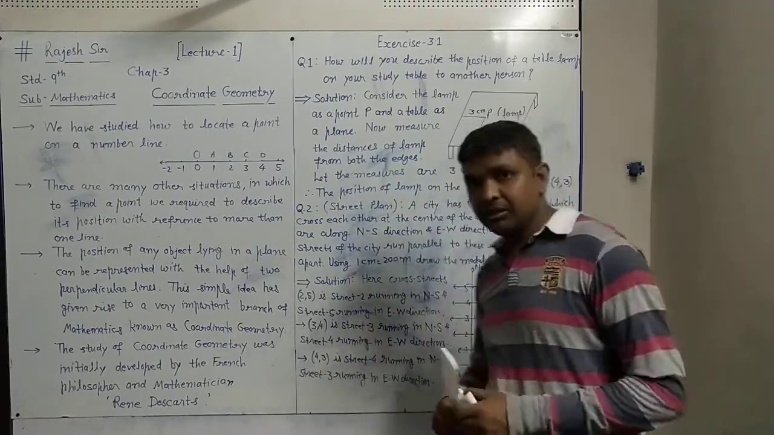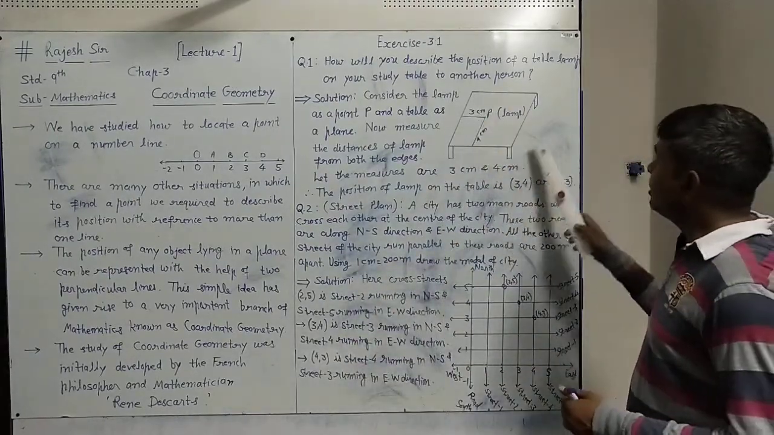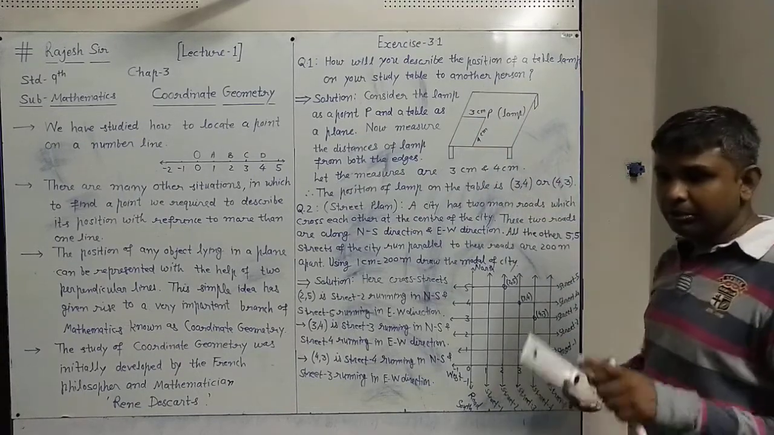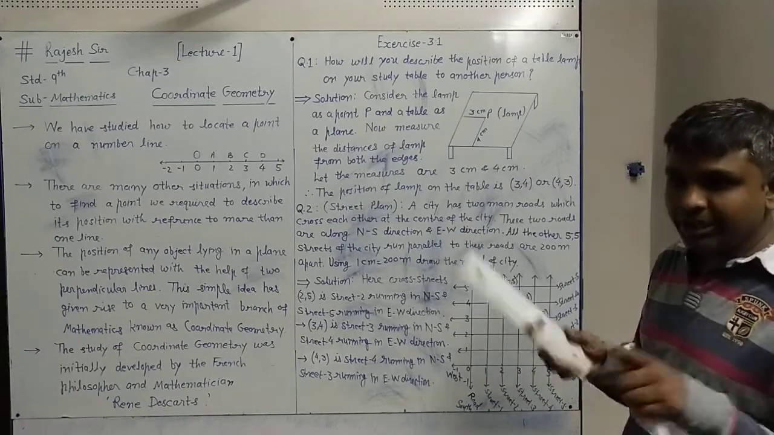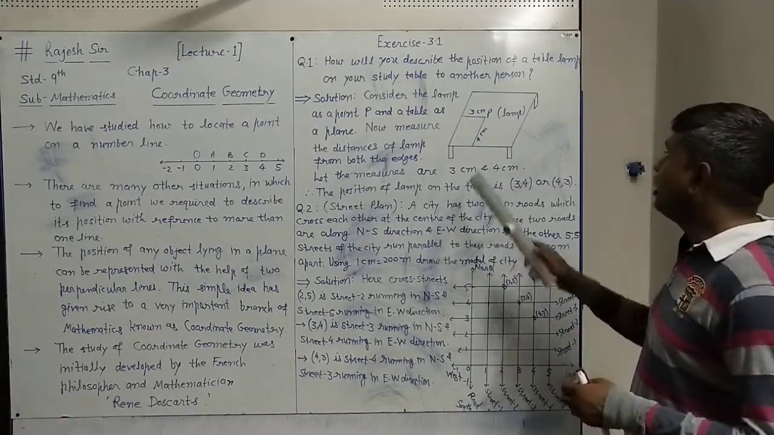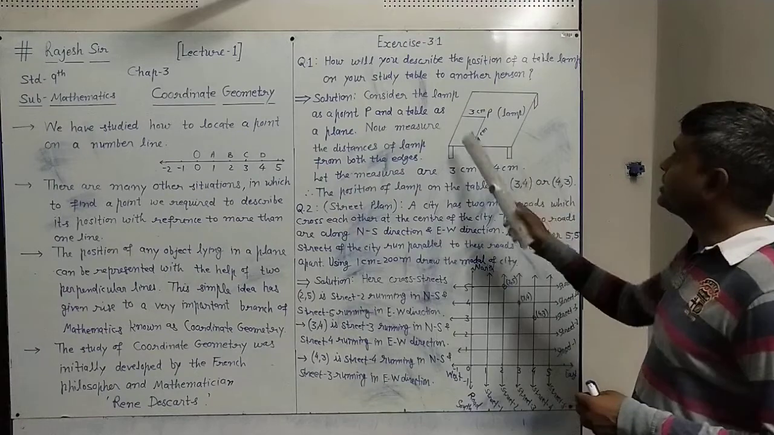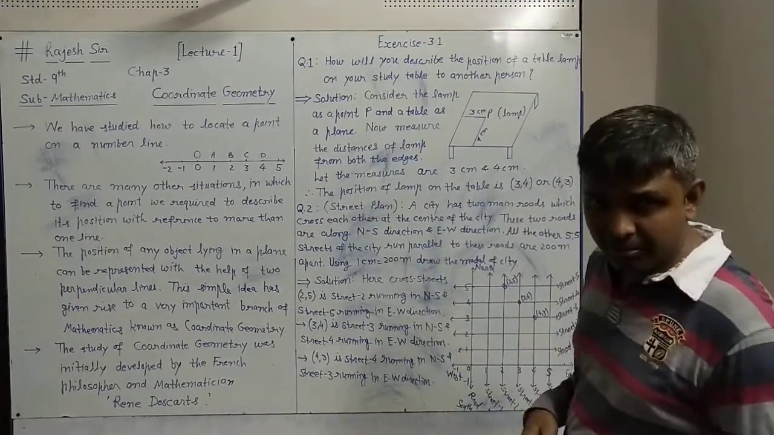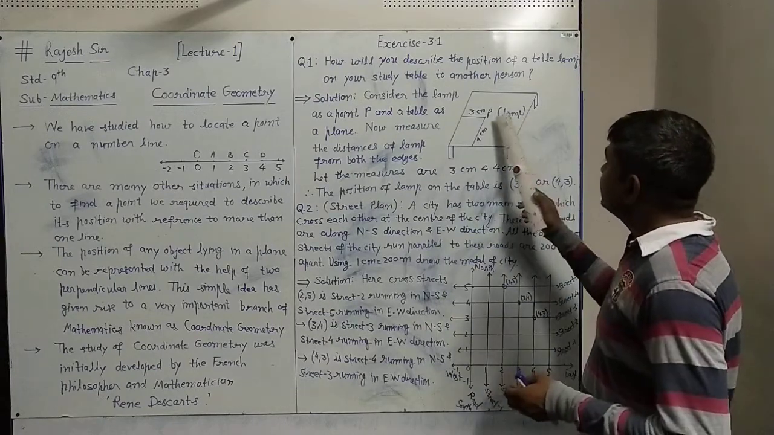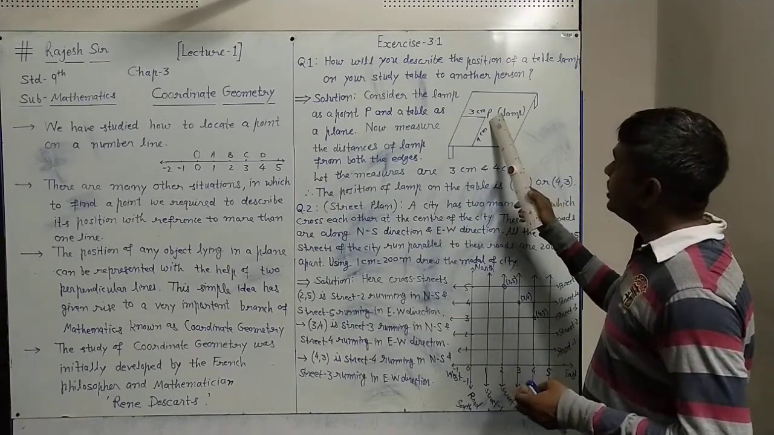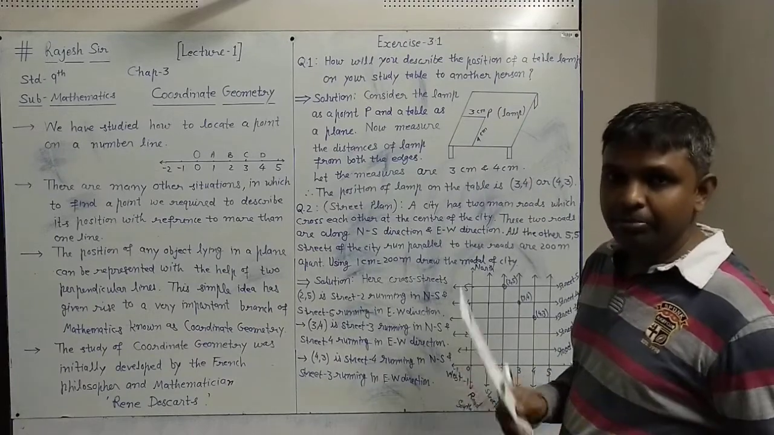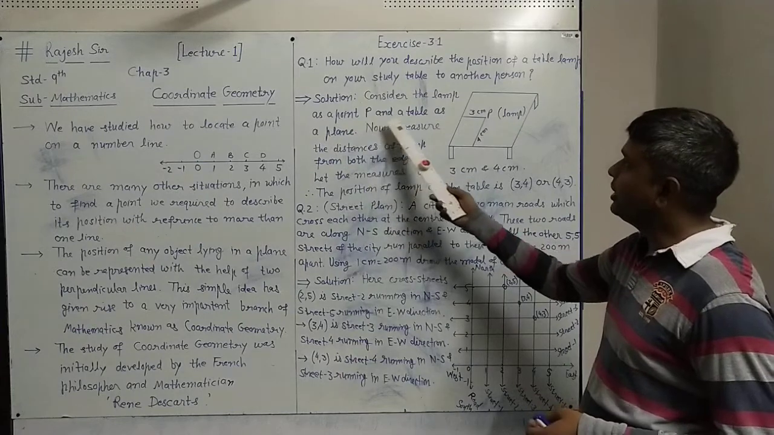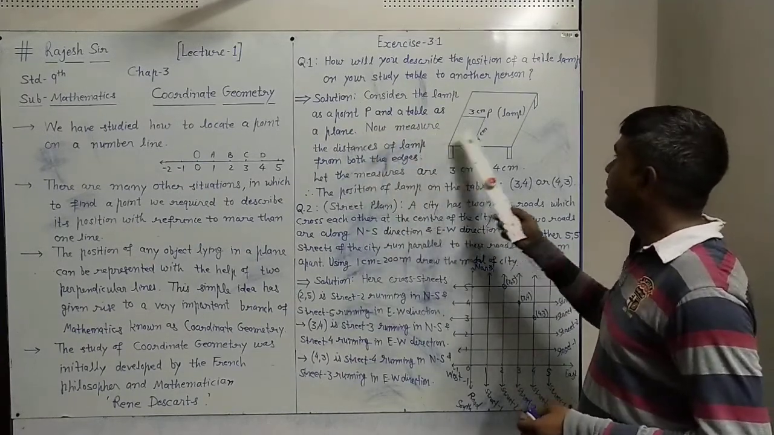How to describe it? Let the table be drawn this way. The top of the table will be a plane with four edges. It will be a rectangular or square shape. On it, suppose the point P represents the lamp. That is, consider the lamp as a point P and the table as a plane.